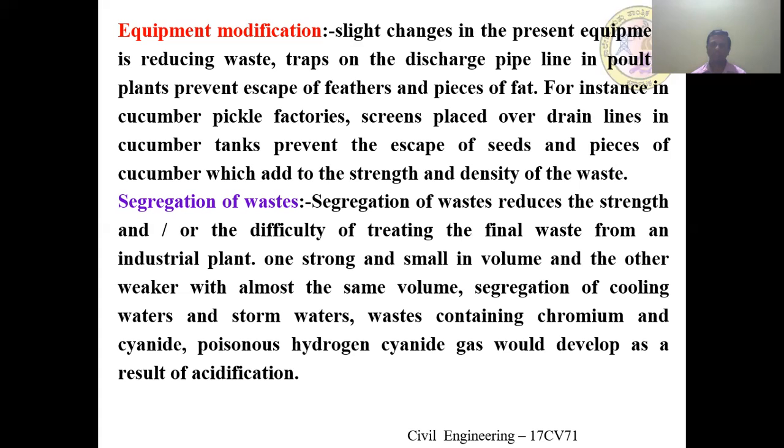Next is segregation of waste. We are going to segregate the wastewater from different operations, maybe one strong and small in volume is going to be treated with, and another weaker one with almost the same volume. Segregation of cooling waters and storm waters, even waste containing chromium and cyanide, since poisonous hydrogen cyanide gas can develop as a result of acidification.